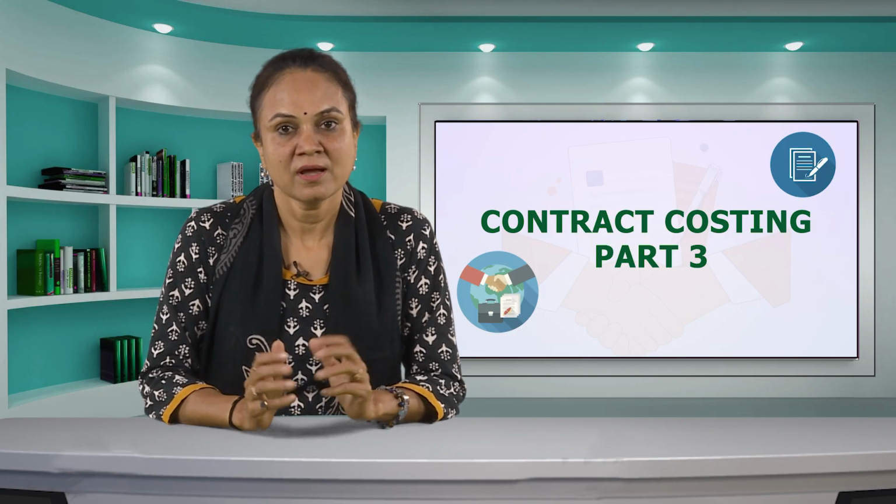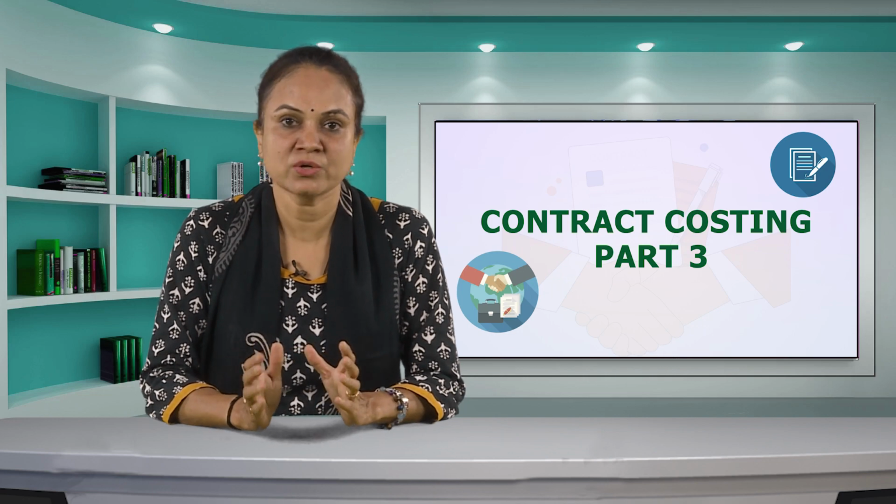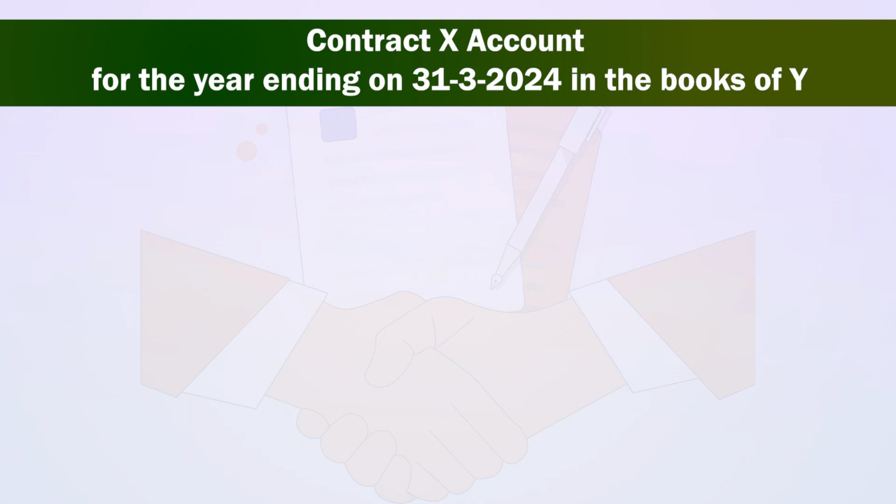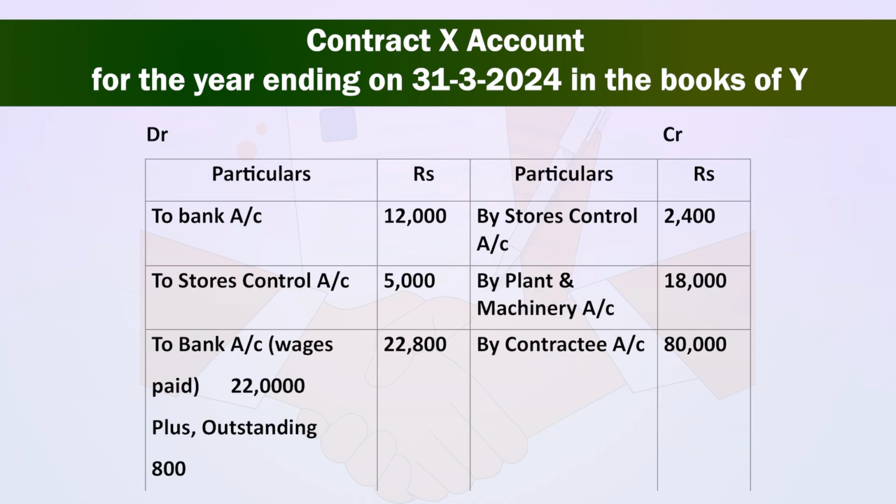Now let's prepare contract X account based on the journal entries that we have passed. So contract account for the year ending on 31st March 2024 in the books of Mr. Y. You all know the format of account. Debit and credit will write particulars amount rupees, particulars amount rupees. On credit side, we have 3 entries, that is by stores control account rupees 2,400, by plant and machinery account rupees 18,000 and by contractee account rupees 80,000.